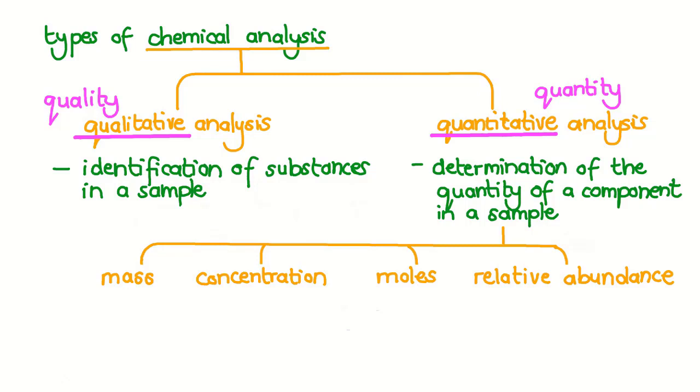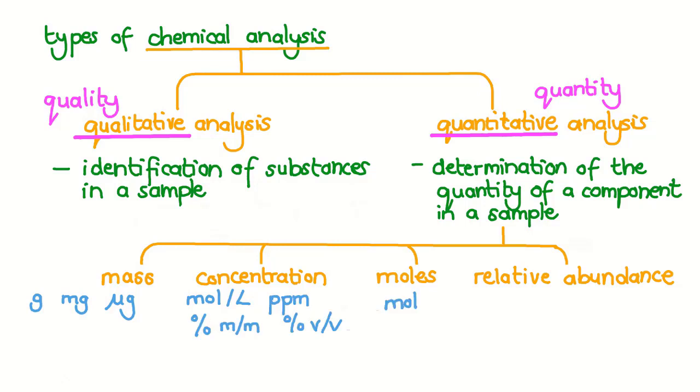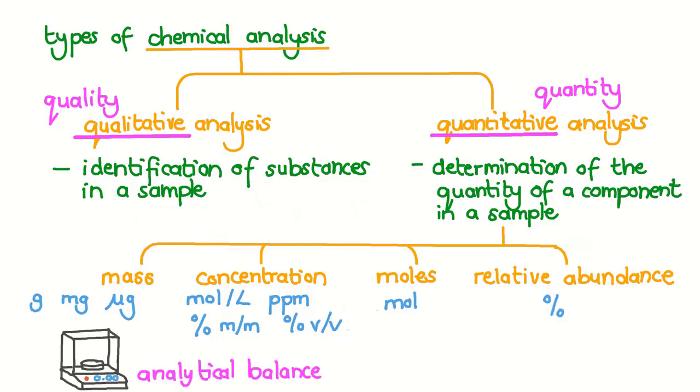The various units for these quantities include grams, milligrams, and micrograms for mass, mole per liter or molarity for concentration, as well as parts per million, percent by mass or percent by volume, moles for moles, and percentage for relative abundance. A commonly used and important tool in quantitative analysis is the analytical balance. Analytical balances are sensitive mass balances used in laboratories to measure small masses accurately.